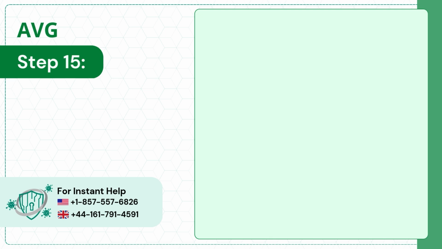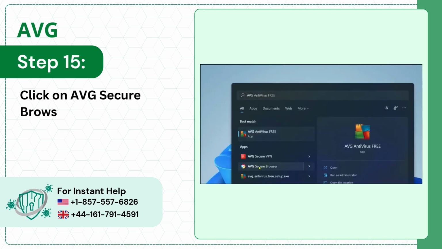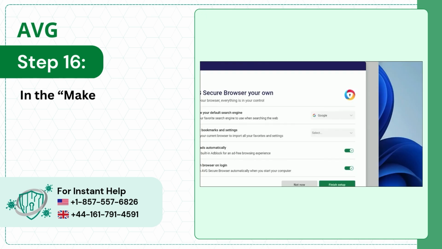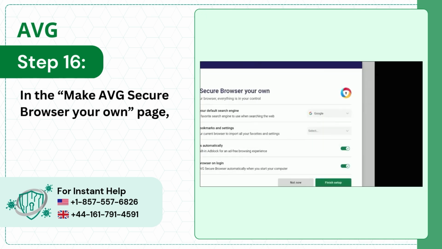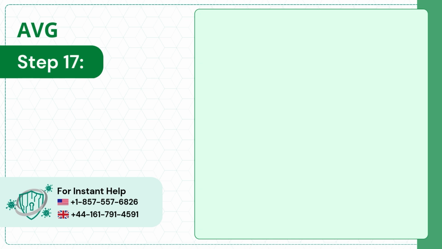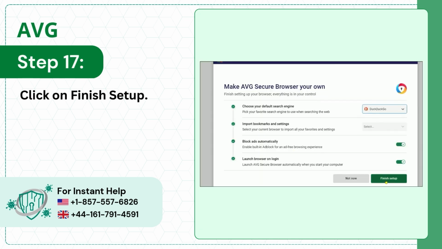Step 15. Click on AVG Secure Browser. Step 16. In the Make AVG Secure Browser Your Own page, fill in the details. Step 17. Click on Finish Setup.